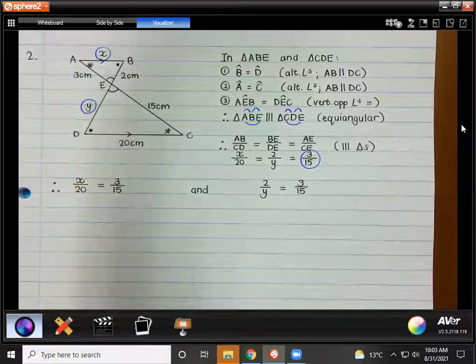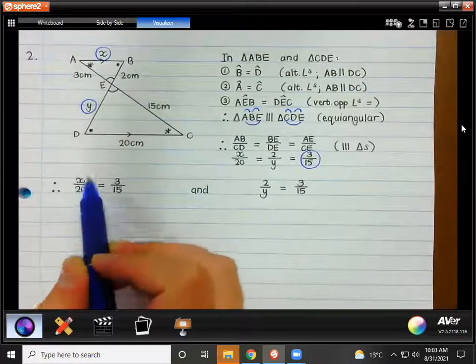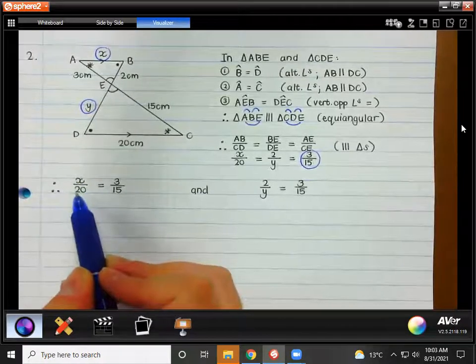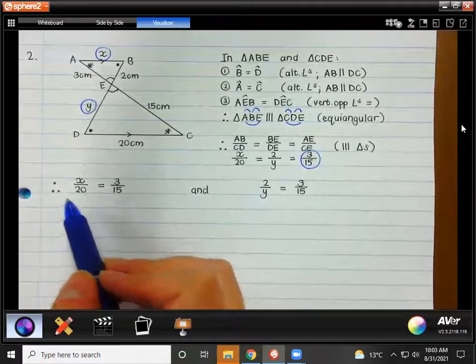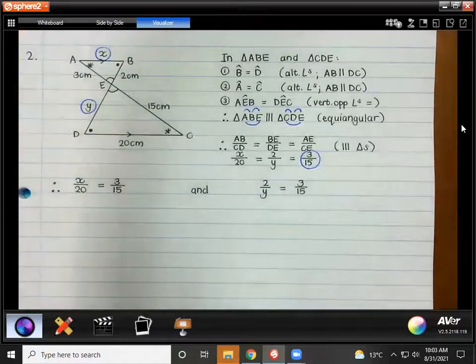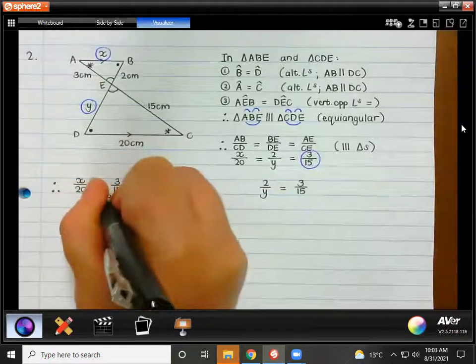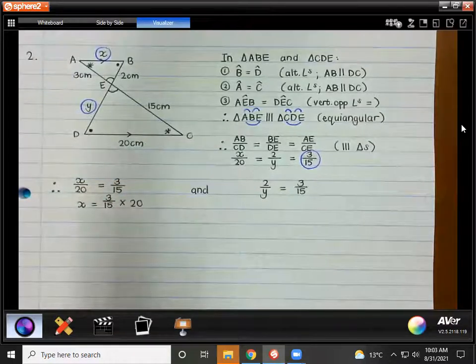Now we have to solve for x and y. All right, the first one is easy, guys. When your x is in your numerator, all you have to do is ask what you are doing with this 20 here. x is being divided by 20. So when I move it to the other side, I have to multiply by 20. So you can just say x is equal to 3 over 15 times 20.